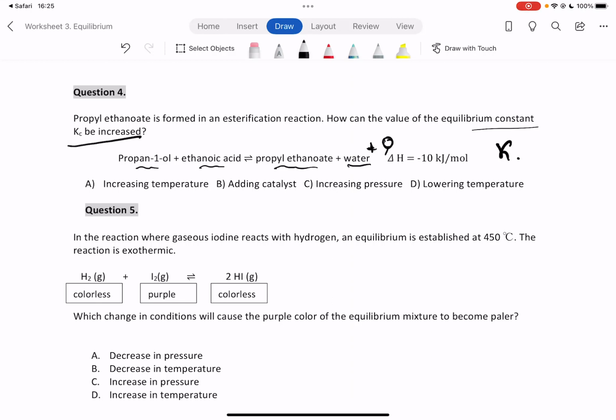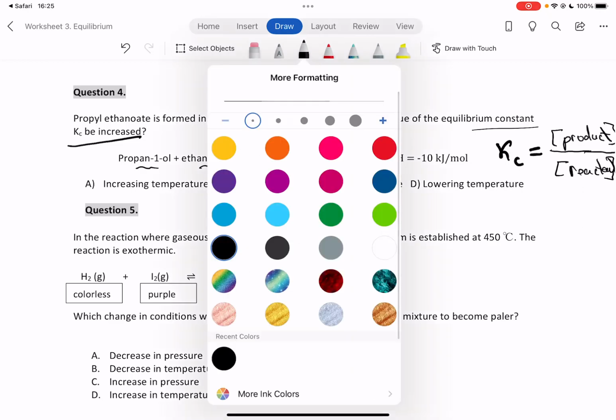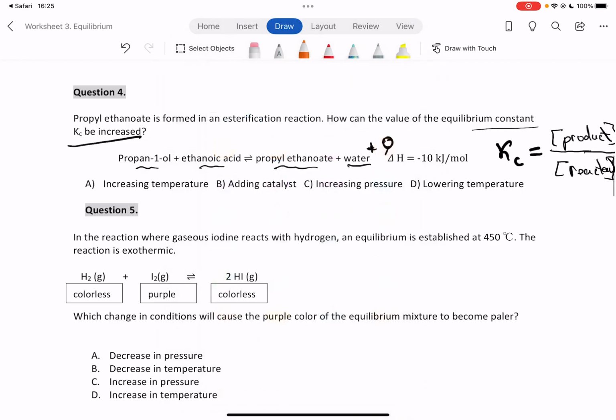So what is Kc? Kc is the concentration of products at equilibrium divided by reactants. And it asks how to increase Kc, which means that we need to increase products. So we need to go towards the right direction to increase the Kc. So catalyst doesn't change anything.